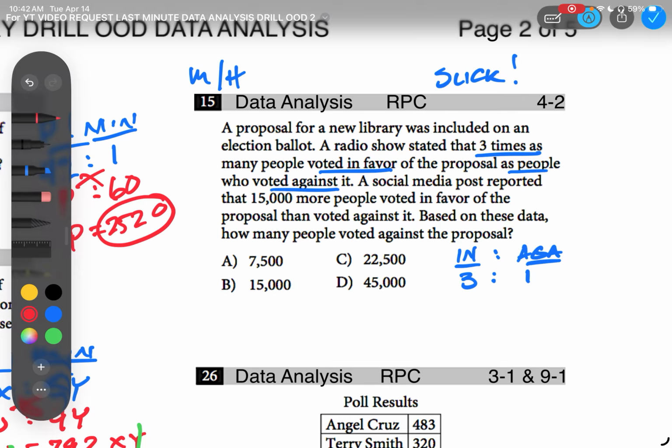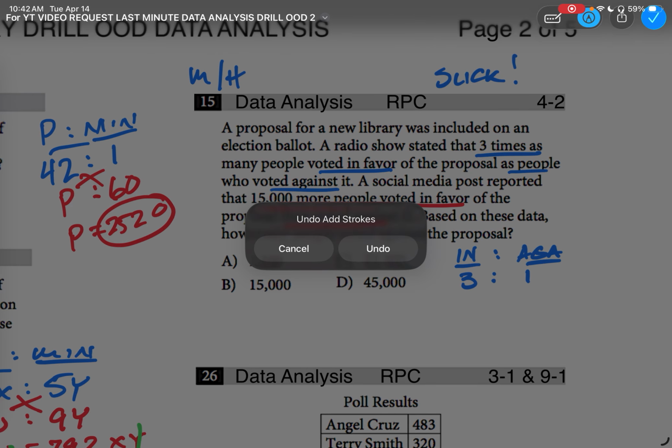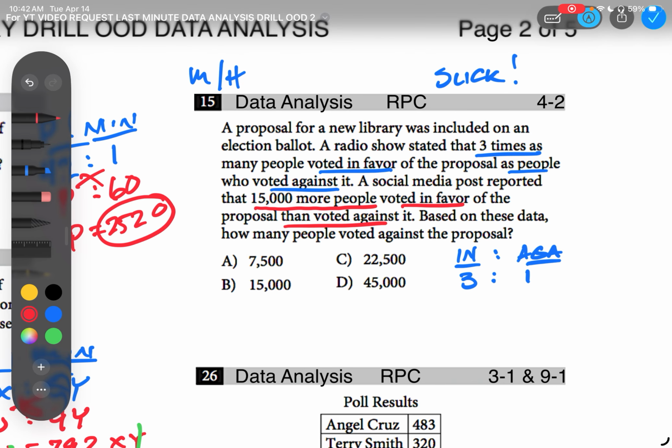A social media post reported that 15,000 more people voted in favor of the proposal than voted against it. Oh, 15,000 more people with the actual. All right. So 15,000 more people voted in favor. So that's really 15,000, which means the difference of the actual people who voted. But in the ratio, you have to ask yourself, then how many more people voted with the ratio? So if 3 were in favor and 1 was against it, then what is going to be the difference? That's like what that 15,000 is in the actual number.